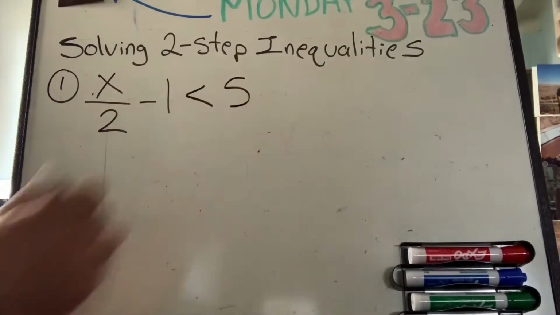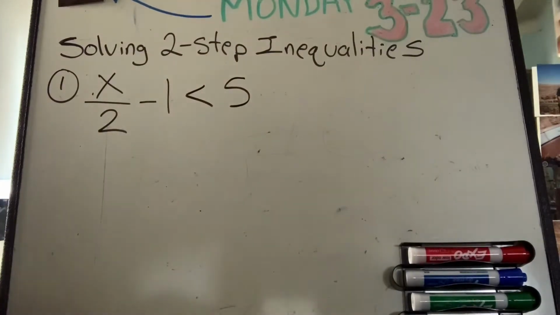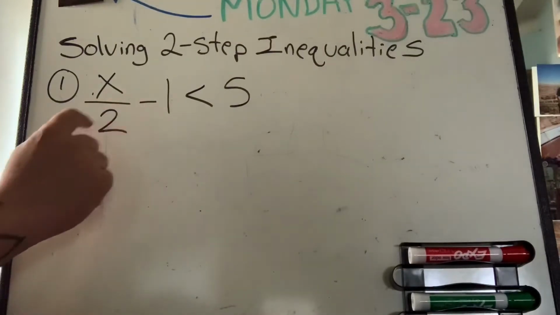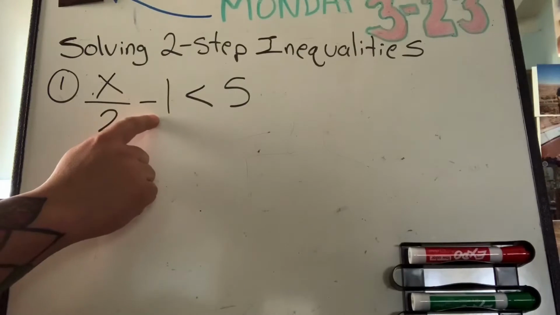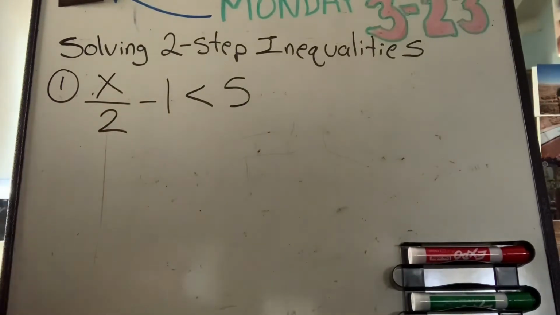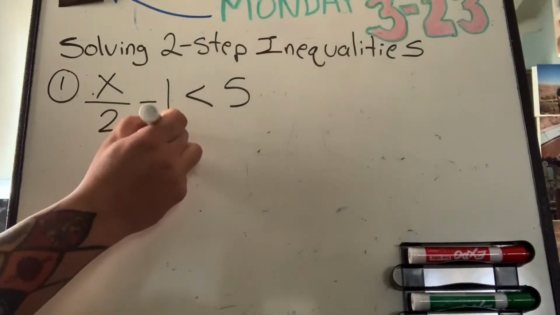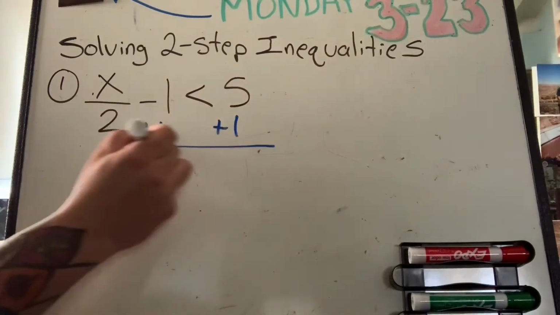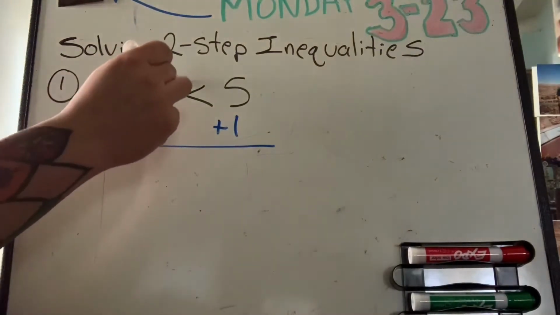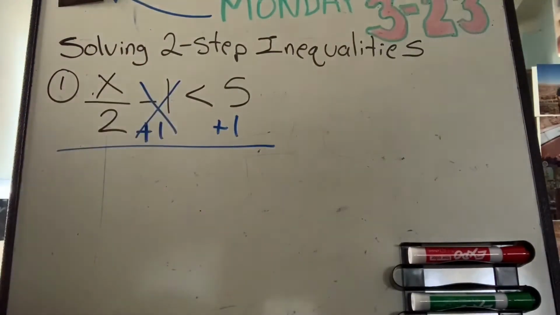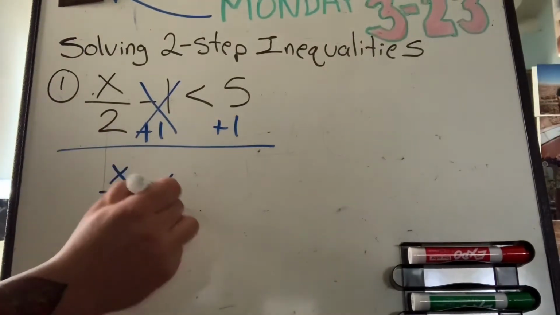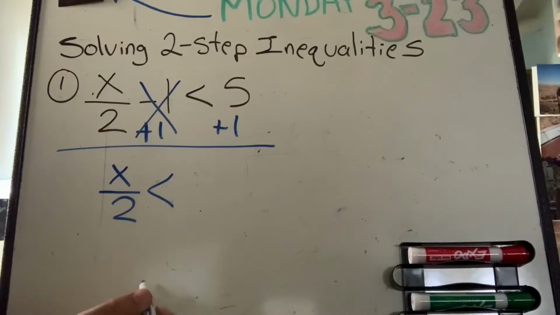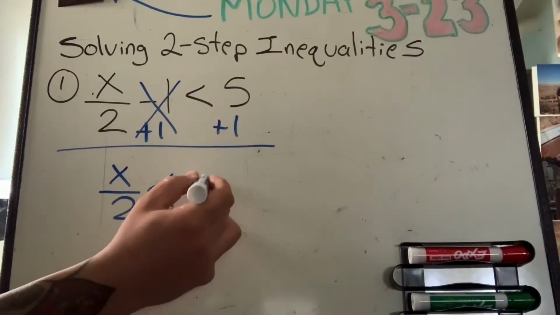So it's just like before. You're just going to do the opposite, do the inverse operation. But you got two things happening, so start with the addition subtraction first. If it says minus 1, do the opposite. It becomes plus 1. Cross out the same numbers. So you have x over 2, or x divided by 2, is less than 5 minus 1. I'm sorry, 5 plus 1, which is 6.